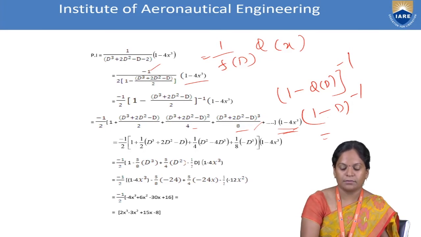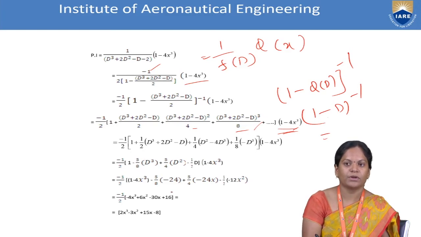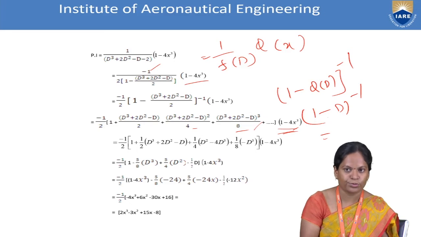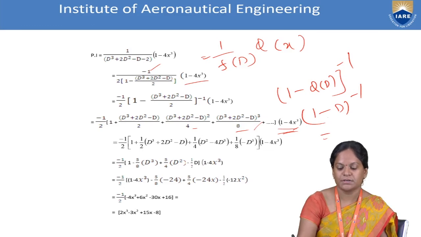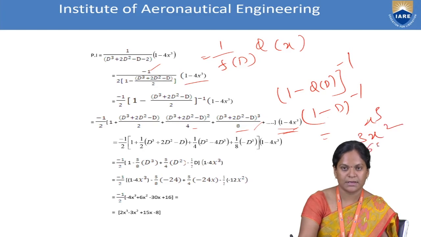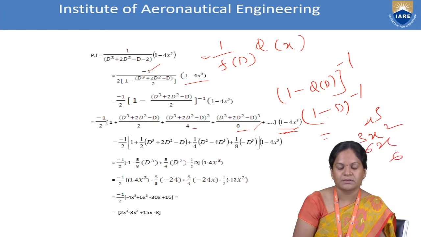So take that, we get 1 plus 1 by d into d cube plus 2d square minus d plus 1 by 4 into d square minus 4d cube plus 1 by d into, in the last term we have only minus d cube. More than d cube, we will get x cube vanish. If we take x cube, one time differentiation is 3x square, second time is 6x, and one more time is 6. X cube we have to take 3 times.